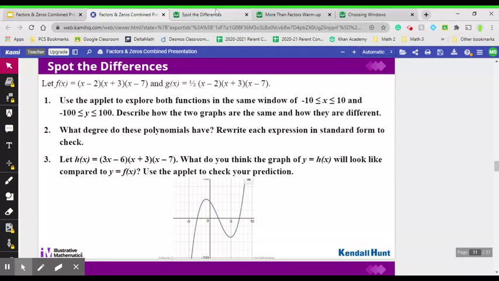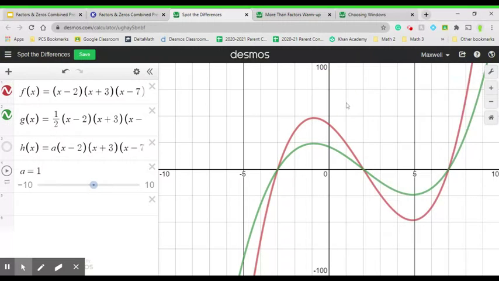So if you look at comparing and contrasting these graphs, think about what you would say to that first. But if we were to discuss that right now, the red one we can see is pointing down on the left and up on the right. Same goes for the green one. Secondly, we have x-intercepts here at -3, 2, and 7. So that makes a lot of sense.